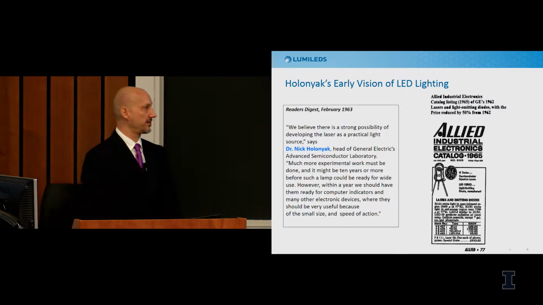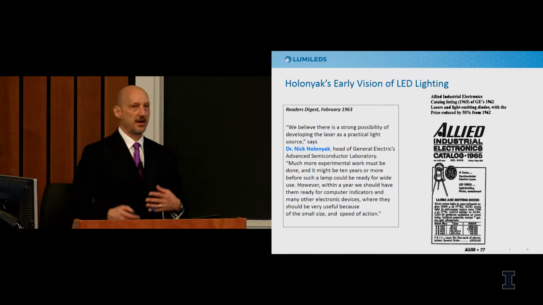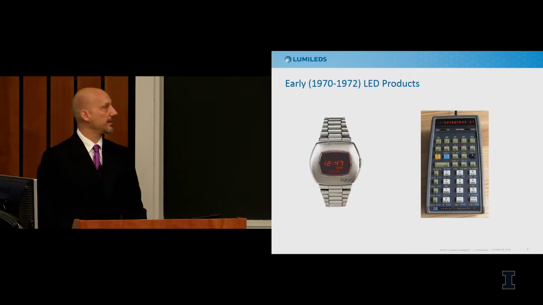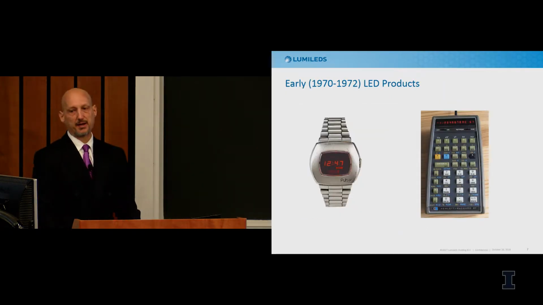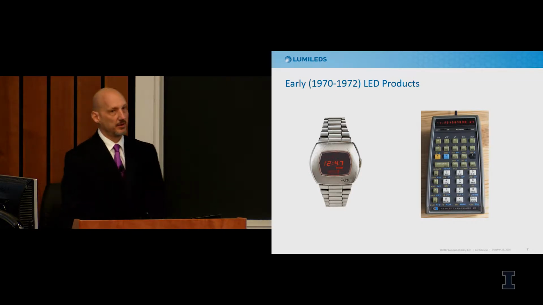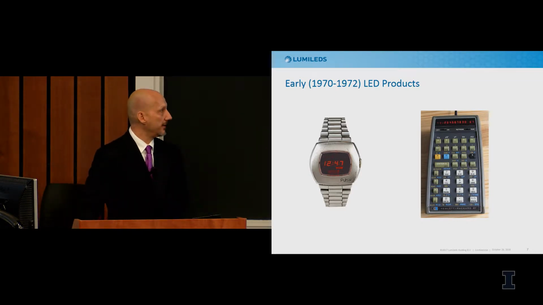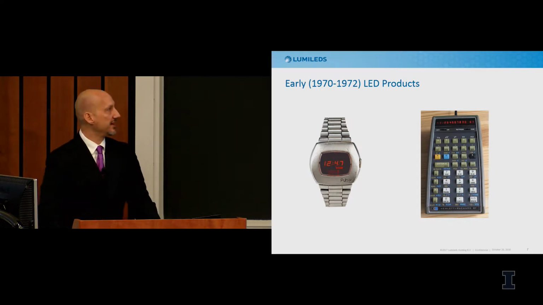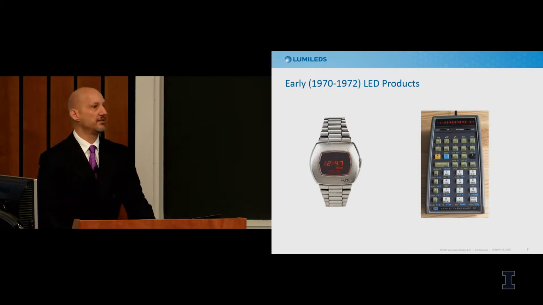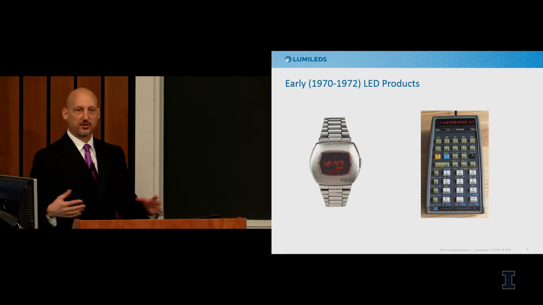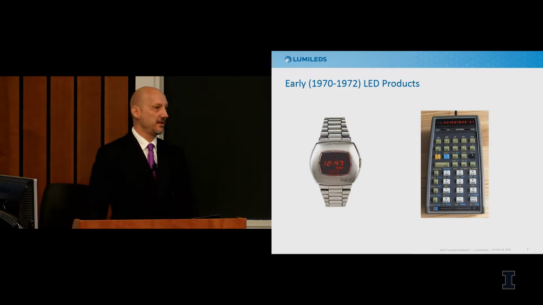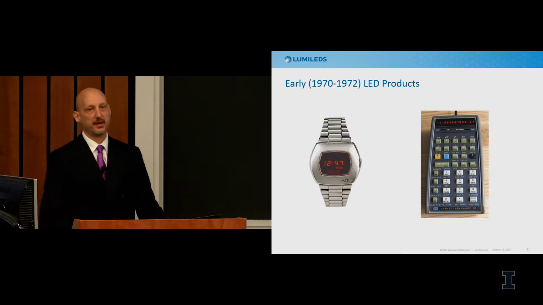But as I mentioned earlier, many companies dove into this and worked on improving the efficiency. And by the early 1970s, there were real practical indicators and uses for this. You can see an example of an LED watch as well as the HP calculator. So it took a little longer than Nick first projected, but things started to be developed and started to come into use for the world.